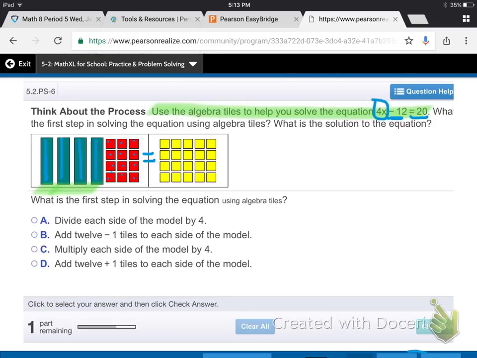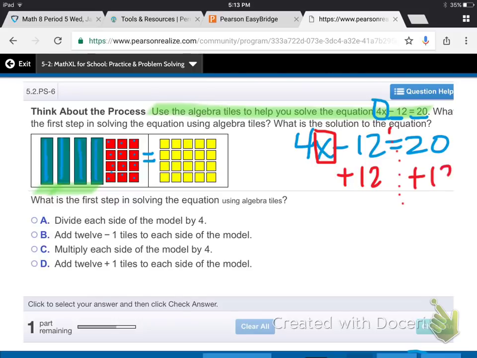So what's the first step to solve this equation? Minus 12 equals 20. We are trying to isolate the variable, okay? We are trying to get this variable, x, by itself on its own side of the equal sign. If I draw a little wall right there, we have a left side and the right side. We want x to be by itself. So what's the first step? We are going to add 12 to both sides of the equation.